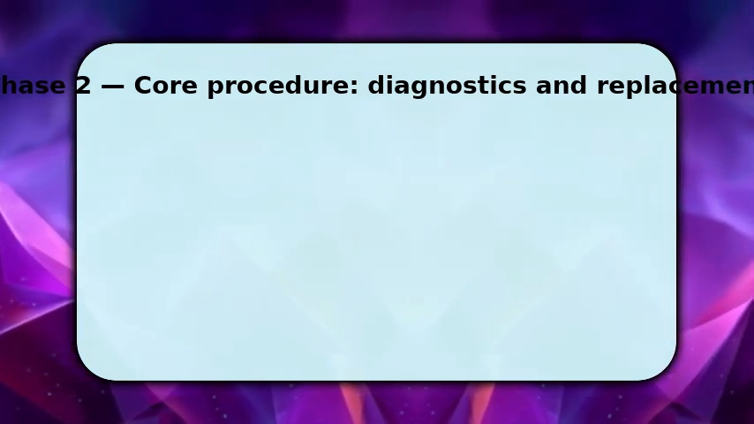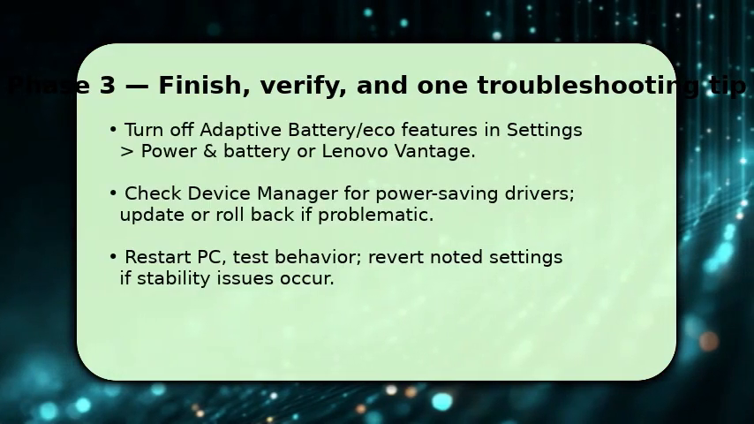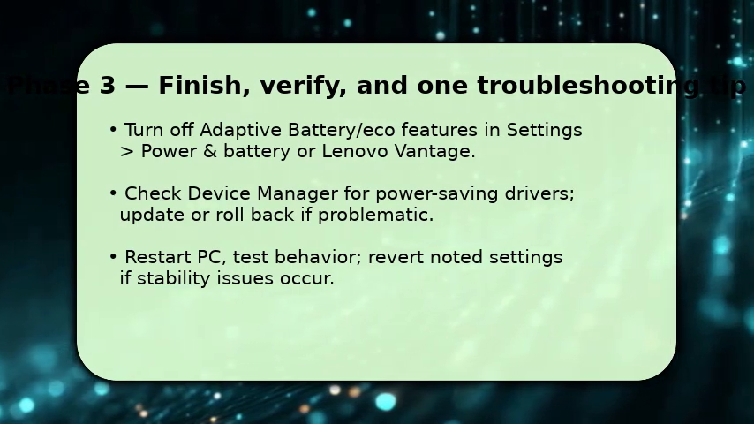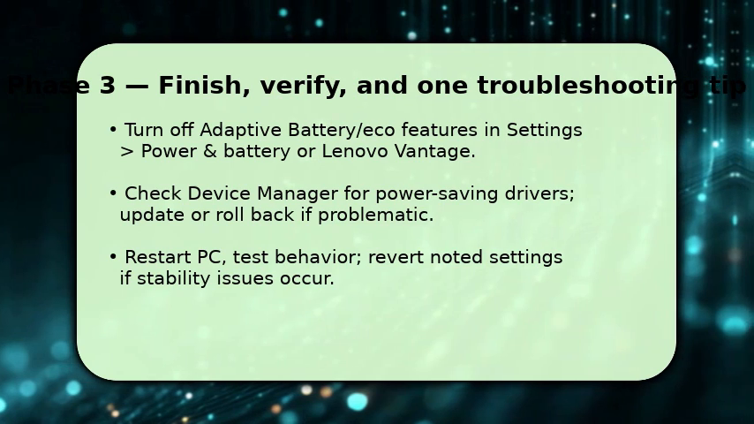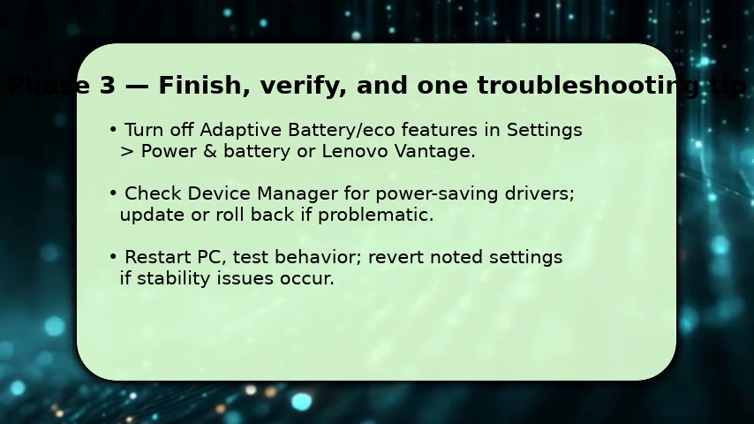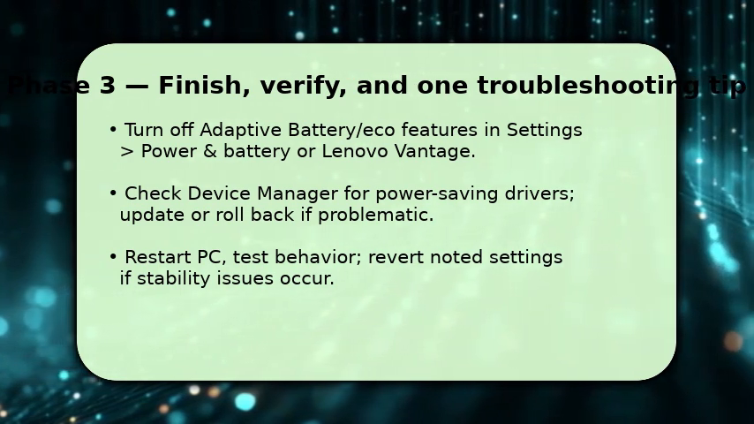Open Settings Power and Battery and turn off Adaptive Battery or Eco modes, and open Lenovo Vantage to disable any Lenovo power-saving profiles. Next, check Device Manager for any battery or chipset power-saving drivers. Update drivers if they throttle performance, or roll back recent updates if problems started after one.